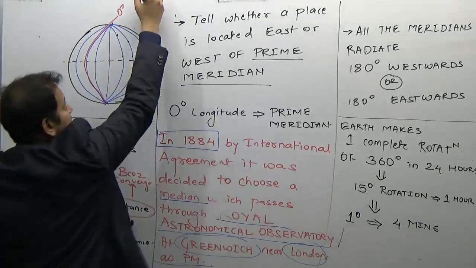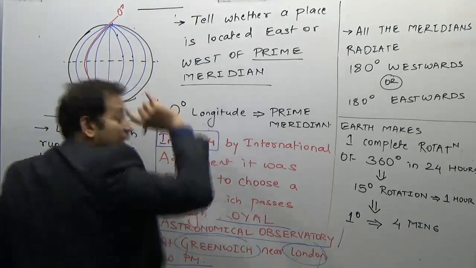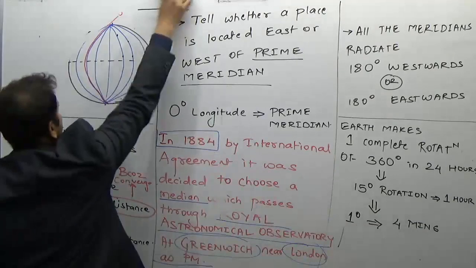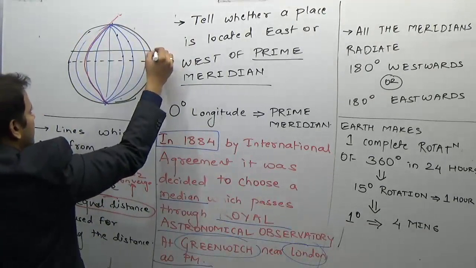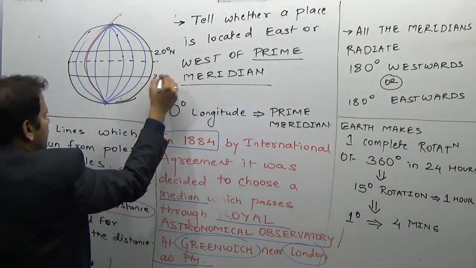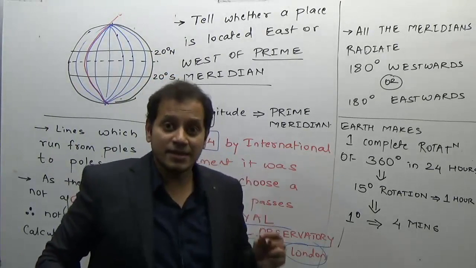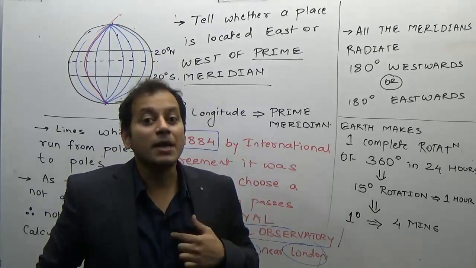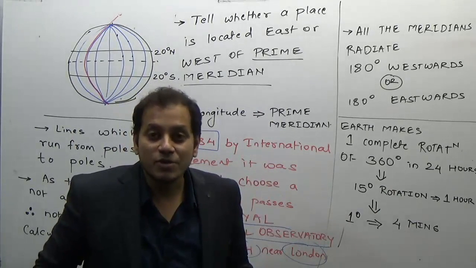Suppose a place XYZ is located at a 20 degree latitude from the equator, 20 degree north latitude or 20 degree south latitude. Then can we know the distance? Yes, that is 20 into 111 kilometers. That is the distance from the equator. But the same logical formula, the same generalization, cannot be applied in the case of a longitude.